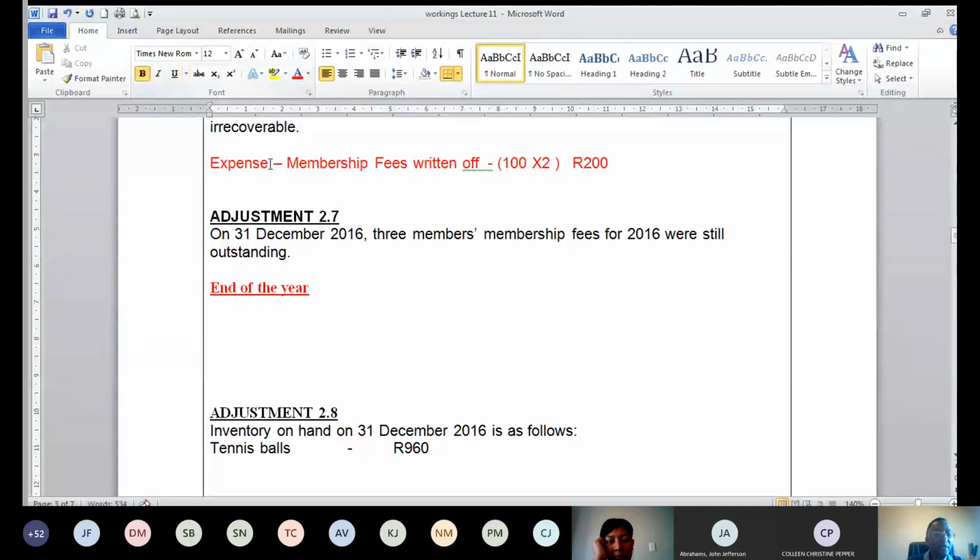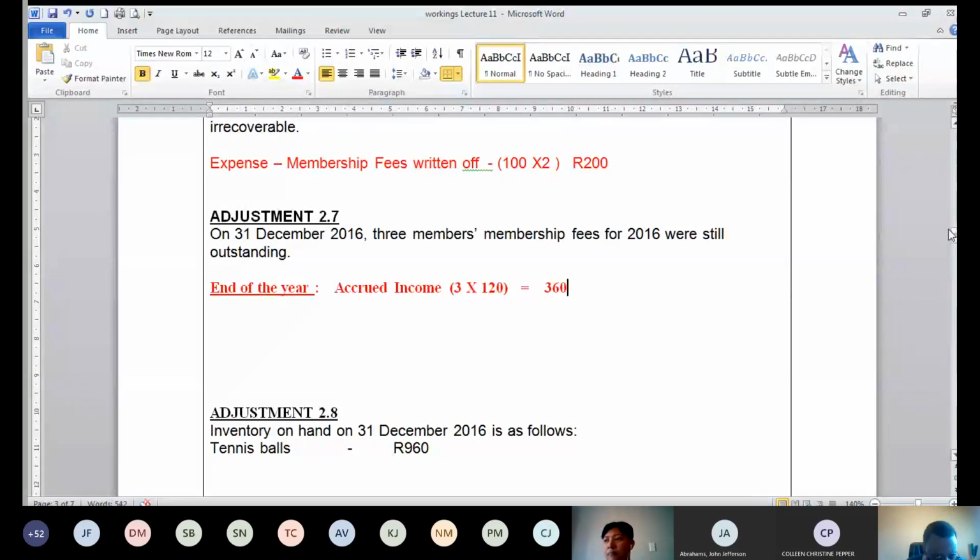And at the end of the year, now we say we have got 3 members that must still pay their membership fees. That is regarded as accrued income. And your accrued income will consist now of the 3 members that didn't pay, and the membership fee for the current year is 120 Rand per member. You get that information under your 2.2, and therefore we will have now accrued income of 360 Rand.